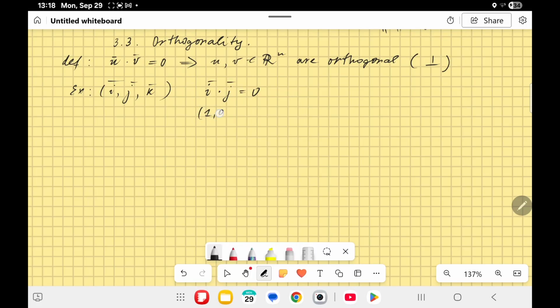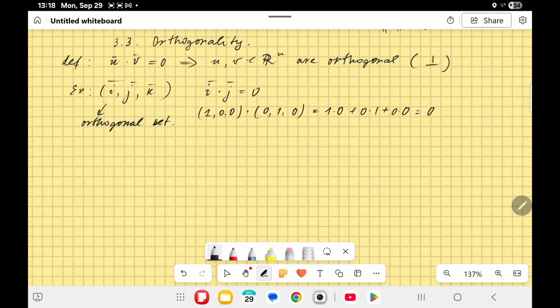i is 1, 0, 0, right? And j is 0, 1, 0. And if you do the multiplication, you are going to have 1 times 0 plus 0 times 1 plus 0 times 0, which is going to be 0. So if you check the rest, we have 3 pairs of vectors, ij, ik, and jk, and all the pairs are going to be equal to 0. We are going to call this an orthogonal set. So an orthogonal set has all vectors orthogonal to each other.